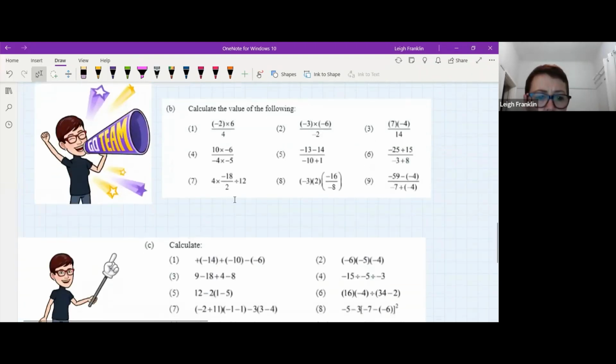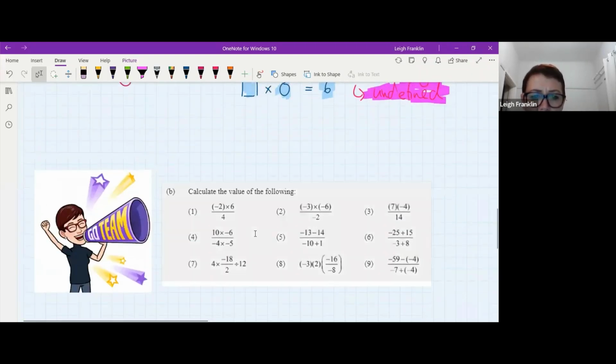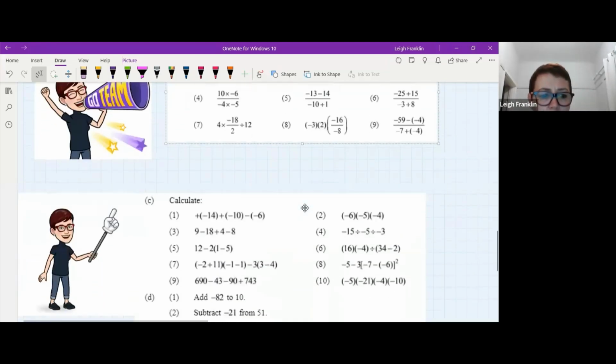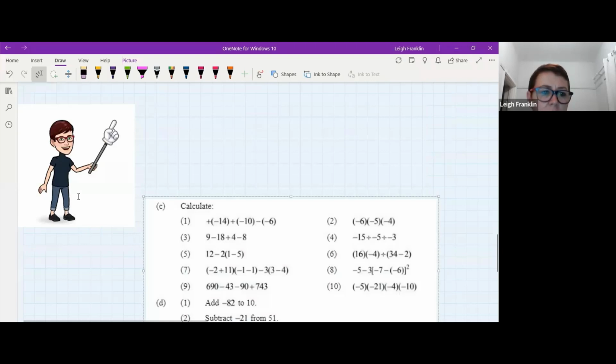Now what I wanted us to do was focus on some challenge questions again. These have got multiplying, and some of them have got a little bit of adding and subtracting before you do them. So it's just going to be a little bit of a challenge for you. Let's just move that down.